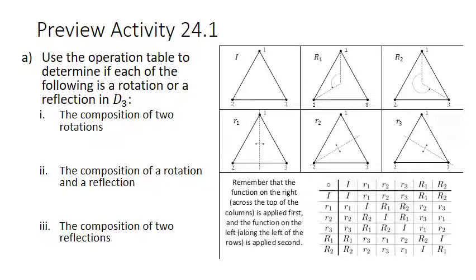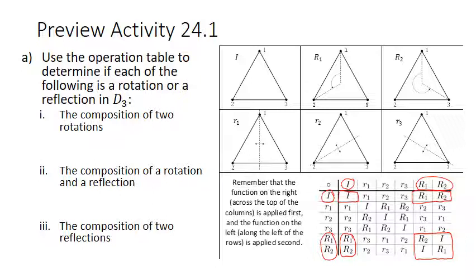So the first question is, use the operation table to determine if each of the following is a rotation or a reflection in D3. First is the composition of 2 rotations. So our rotations are R1 and R2, which I'm just circling here. And so if we compose those 2 elements, the region that is their composition is right here in the table. Now you can also think of I as actually being a rotation as well, because if you rotate 360 degrees, that will actually give you the identity again. So the identity is a rotation. It's like a degenerate rotation.